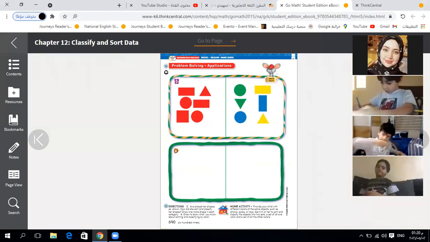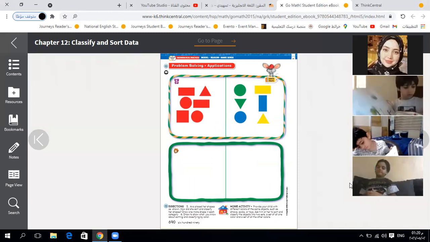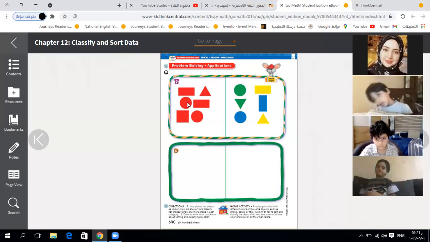Look at the, yes, Faris, look at the first row here. We have many shapes here. Tell me, Faris, what about the color of these shapes? Do they have the same color or different colors? Same colors. Bravo. What color is this in here? The color of the shapes in here. Red. Bravo. All the shapes in here have a red color.